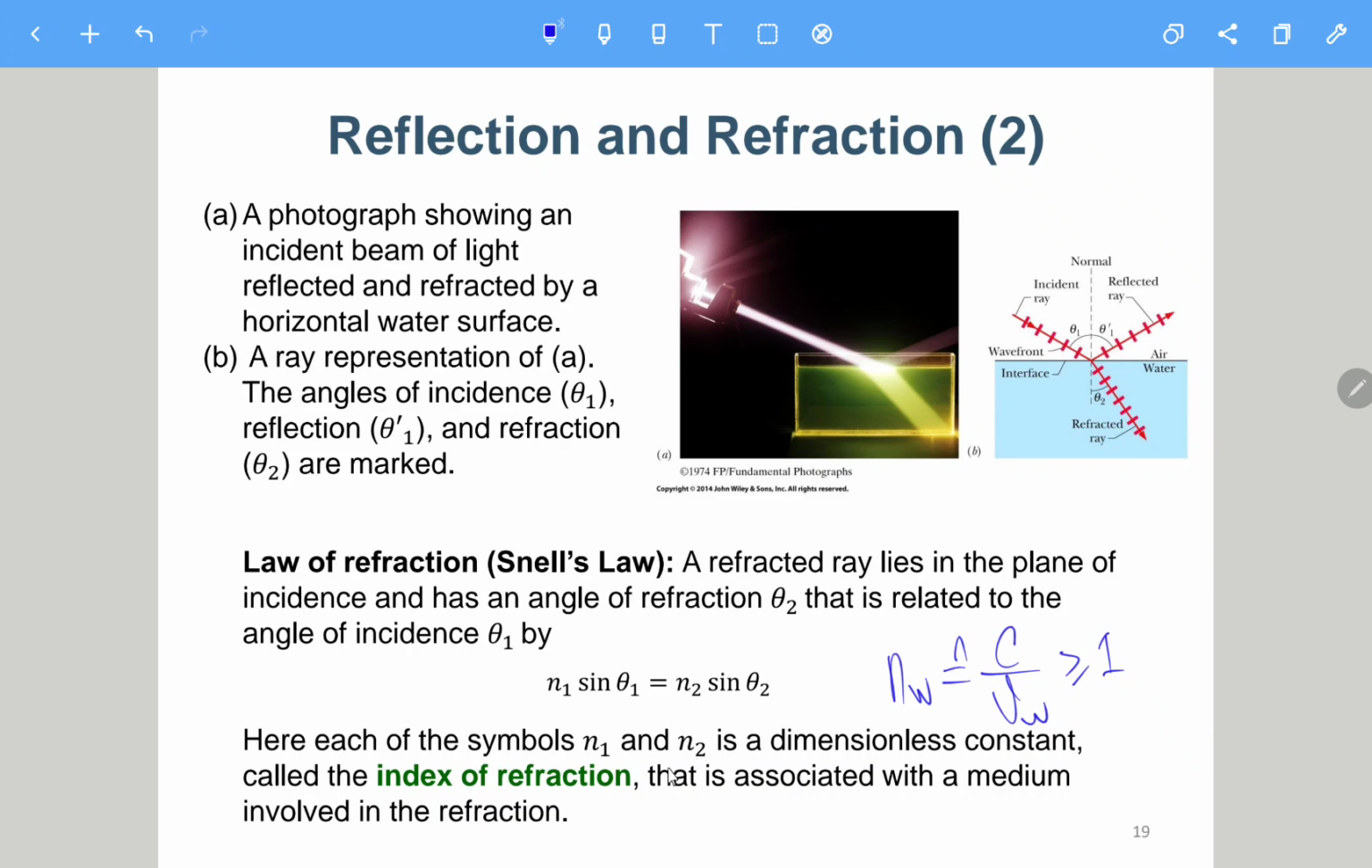Okay, so here we talk about n1, n2, which means the index of refraction in material 1 and material 2. The theta 1 is counted from the normal line to the incident ray, and the refracted angle theta 2 is also counted from the normal line to the refracted ray. In this case, material 1 is air and material 2 is water, so n1 is smaller than n2.